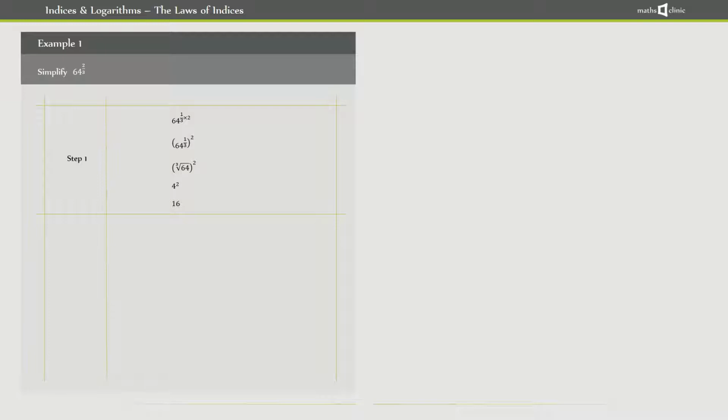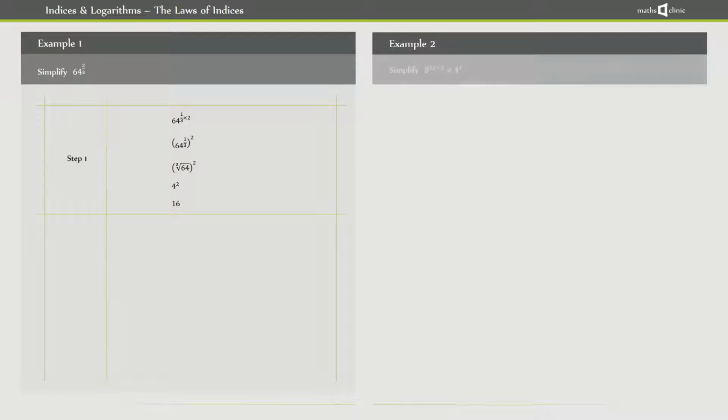Let's solve another example. So example 2 says simplify 8 to the power of 2x plus 2 multiplied by 4 to the power of x. Okay, now we're actually working with two numbers here, and you notice something about these numbers, they're not the same. So we pretty much can't apply any laws here. Okay, so how exactly do we go about solving this? Because before we apply any laws of indices, the base number has to be the same. But in this case we have 8 and 4. So what can we do here?